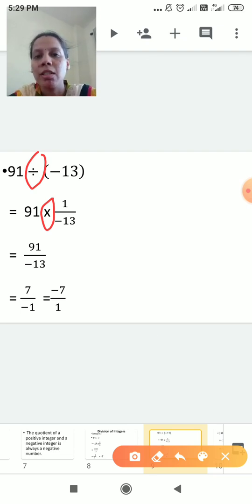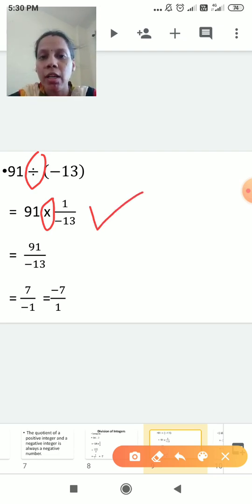Yes. What is the second integer here? Minus 13. What is the multiplicative inverse of minus 13? 1 upon minus 13. That also we have written it here. So what is the first step? 91 multiply by 1 upon minus 13. So 91 ones are 91 upon, divided by minus 13, as it is.